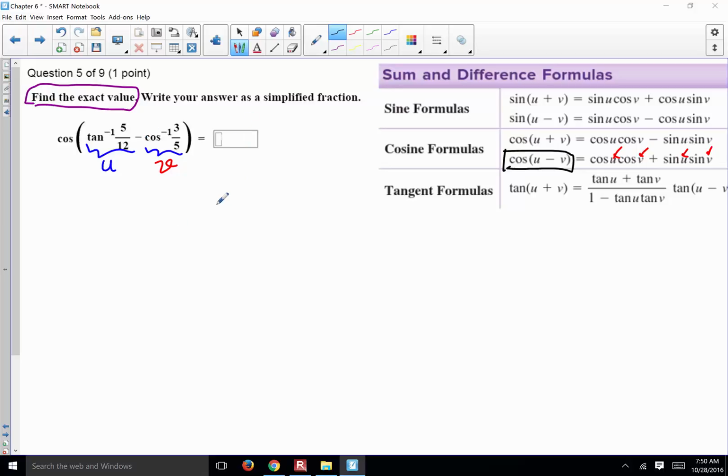So why don't you take a lead for 1 minute and see what you get, okay? I want you to write down the next step on your own.